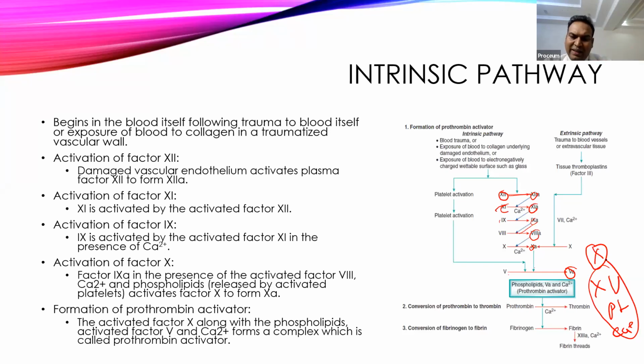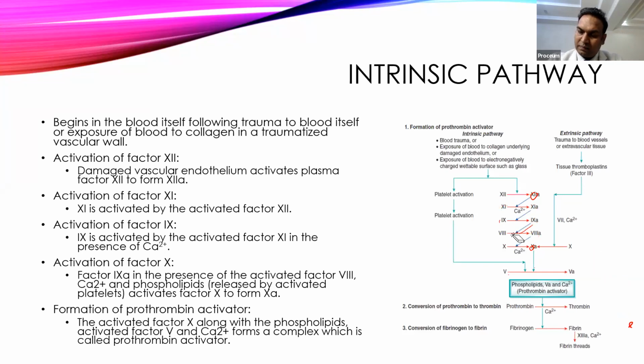Now, if you look at both the intrinsic and extrinsic pathways, there is one factor which we see at various places, and that factor is calcium. In the extrinsic pathway there is calcium. In the intrinsic pathway there are various stages where calcium is utilized. In prothrombin conversion also calcium is required, and for fibrin polymer formation also calcium is required. This is how it will activate the prothrombin activator.